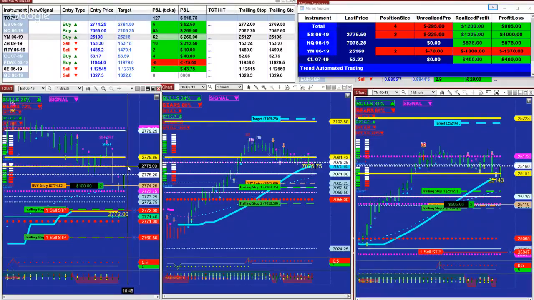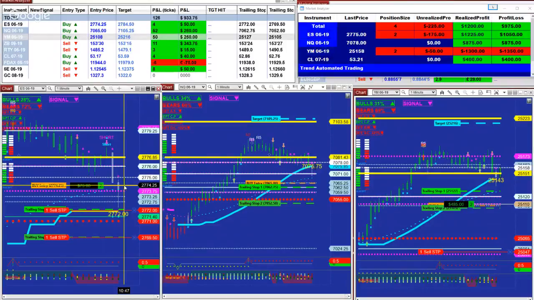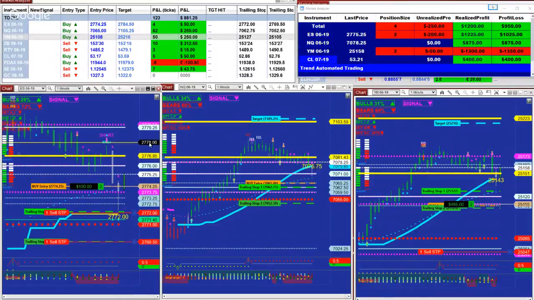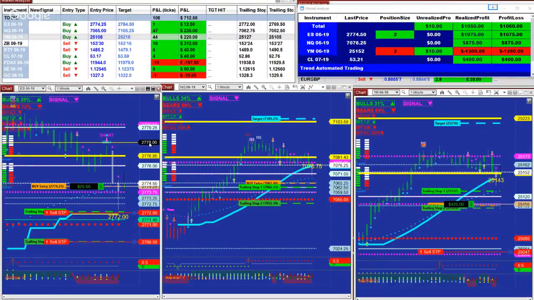The first level is going to be the 7.6. The ES is going to test it. Then it's going back to your re-entry to test that one here. And this is where, welcome to chop market.